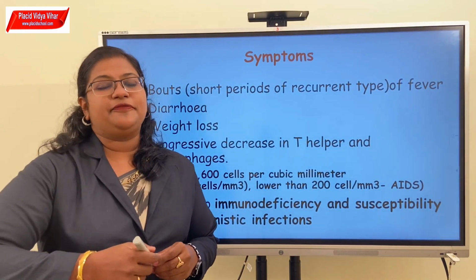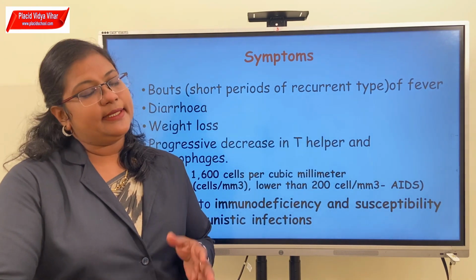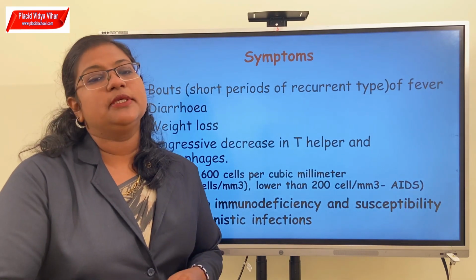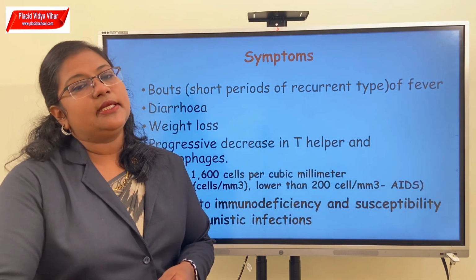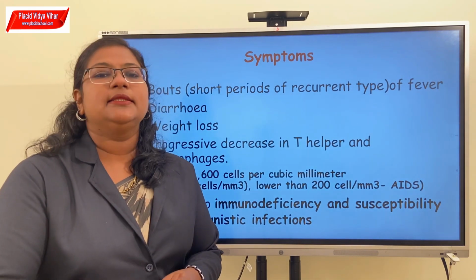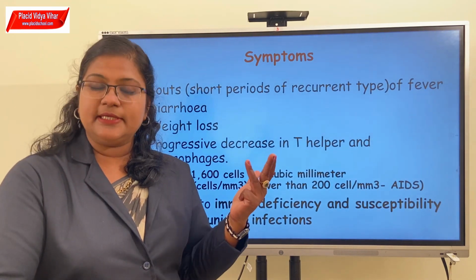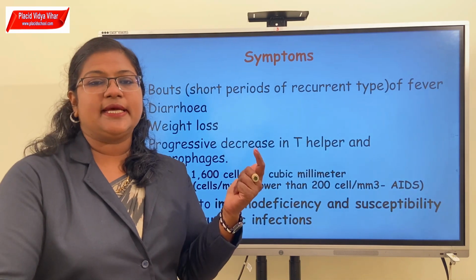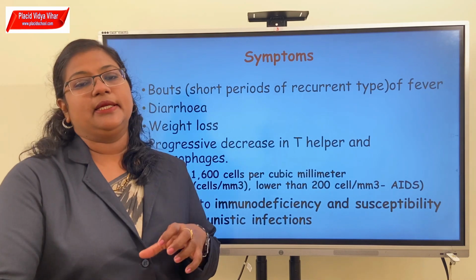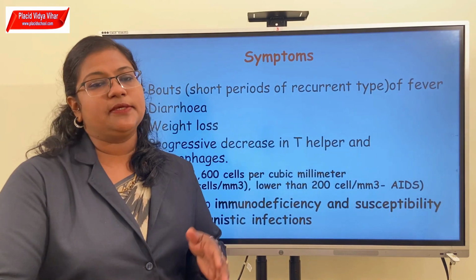The common symptoms of AIDS are recurrent bouts of fever, diarrhea, sometimes chills, and rapid weight loss, probably due to frequent diarrhea. Then there is a decrease in the immune cell count. We have already studied that the AIDS virus affects CD4 plus cells, that means T helper cells, macrophages, monocytes and dendritic cells. So the number of these cells in your blood will start decreasing as the stage of the HIV infection proceeds.